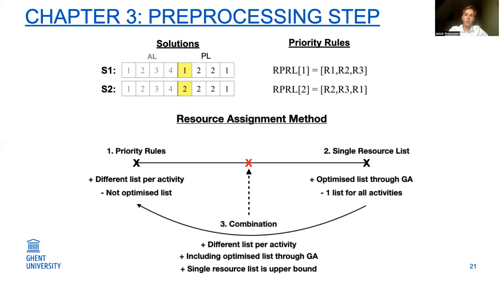The most used representation for resource assignment was the single resource list, as you can see on the bottom right, which is just a single list of the priorities of the resources, which is the same list for all activities. Now, because we use this new priority rule list, we had the advantage that we could use a different list per activity, but of course we need to decide the priority rules ourselves. Therefore, we did a pre-processing step in which we first solved the genetic algorithm with a single resource list. And then we took the 10 best values and used their resource lists to introduce them as priority rules in the priority rule list.